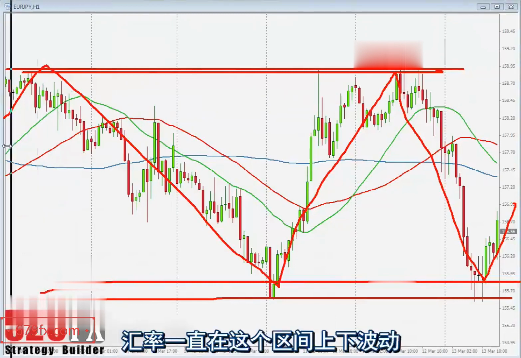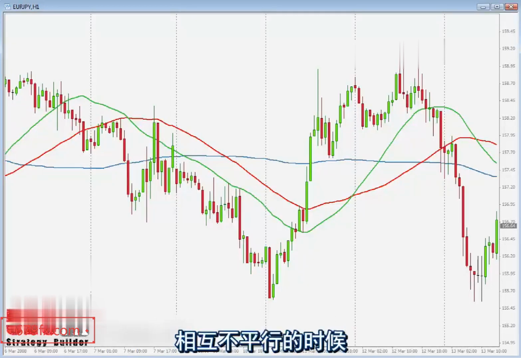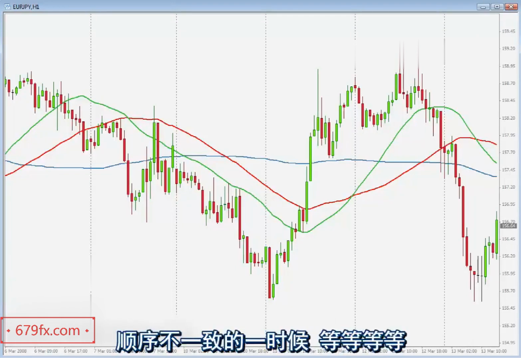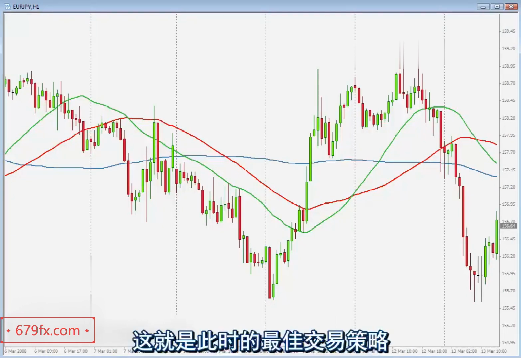Price is chaotically bouncing up and down, with the moving averages crossing each other, not parallel to each other, not in order, etc. The best thing to do is to not trade at all. That's to stay out of the market. That's the best trading decision you could take at this junction of the chart.